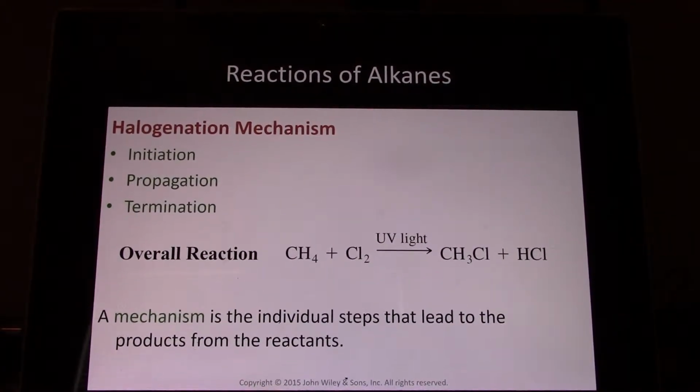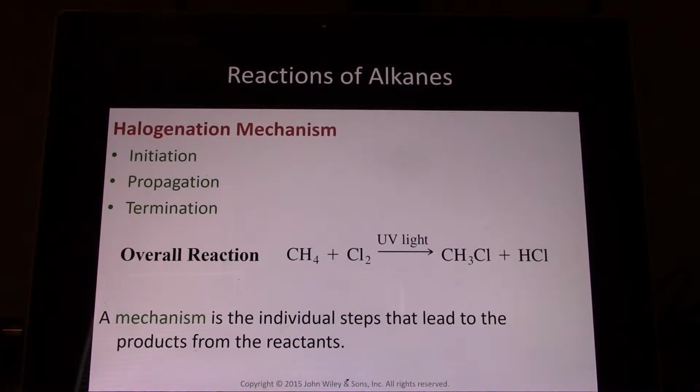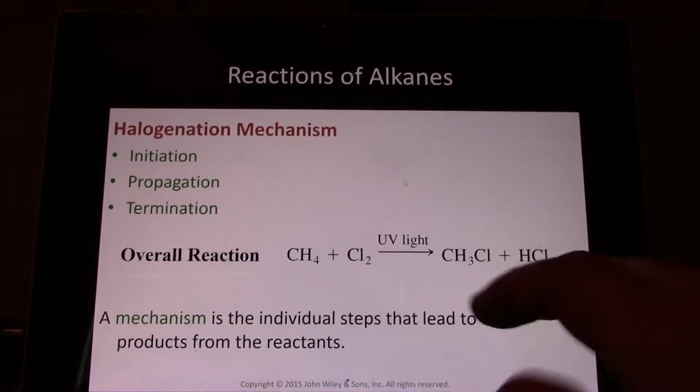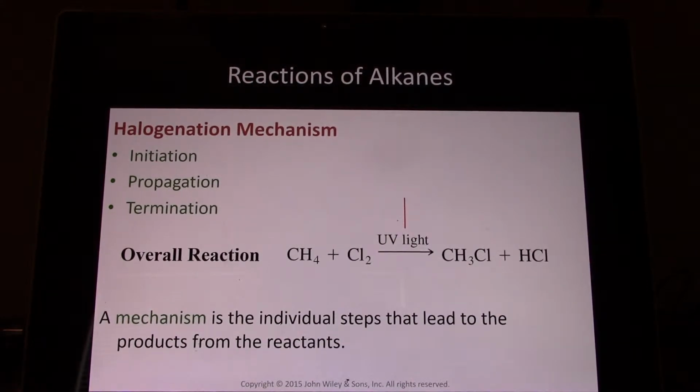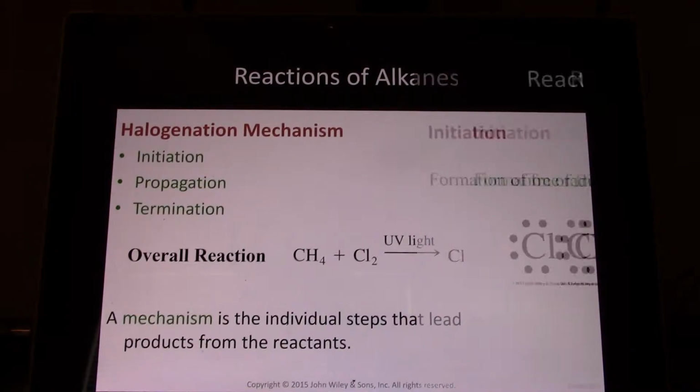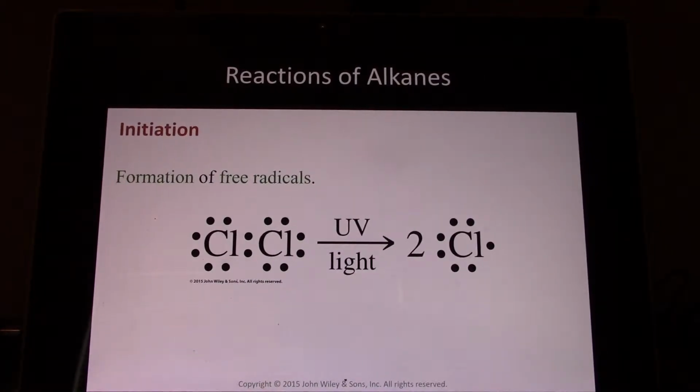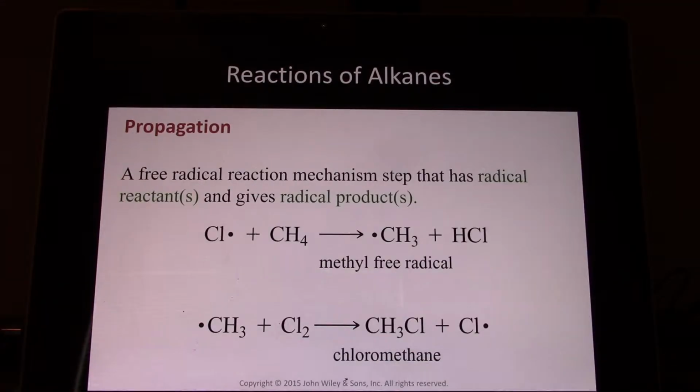All right, so for the halogenation mechanism, step one is initiation. We must produce free radicals, and that is the purpose of the ultraviolet, production of free radicals. And then we propagate the reaction, and then finally it terminates. So step one, initiation. Ultraviolet splits chlorine into two free radicals.